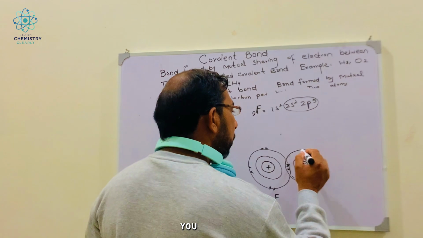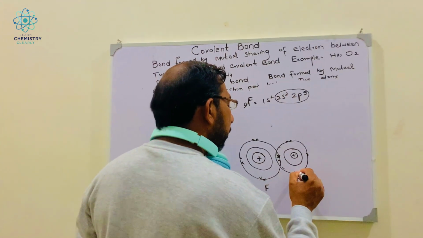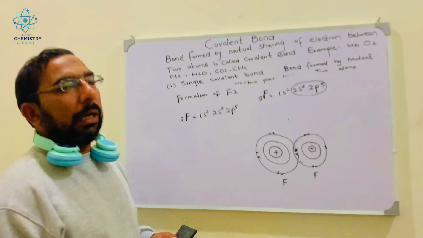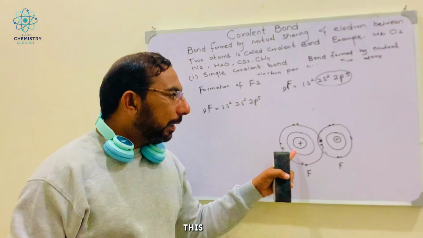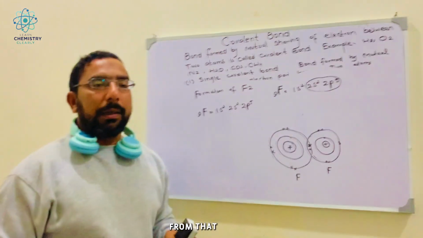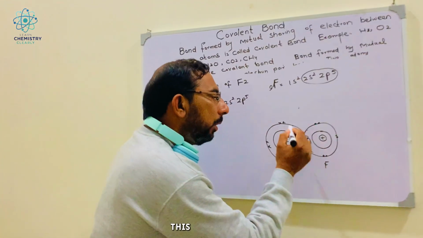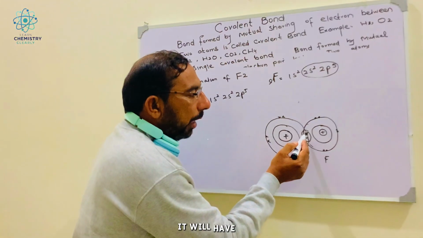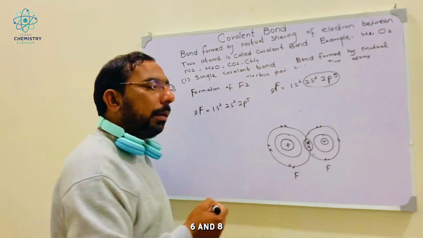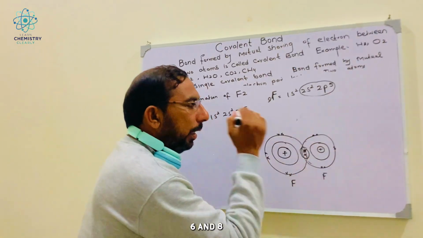Dear students, you can see that both fluorine atoms mutually share one electron. Each atom provides one electron. One electron from this atom and one electron from that atom. Now one bond here is formed between two atoms. This is common for both. Like if it is present for this, it will have 2, 4, 6 and 8 electrons. If it is present for this atom, 2, 4, 6 and 8 electrons.